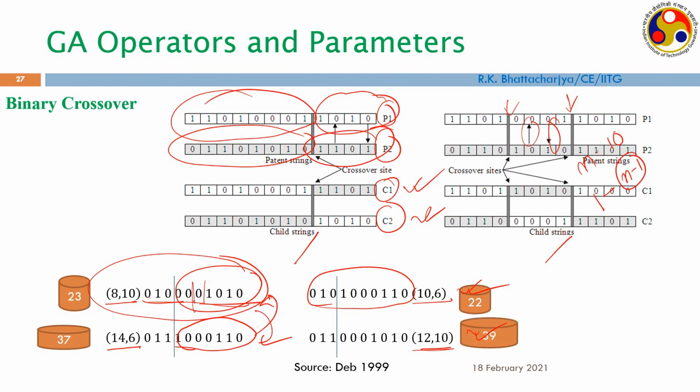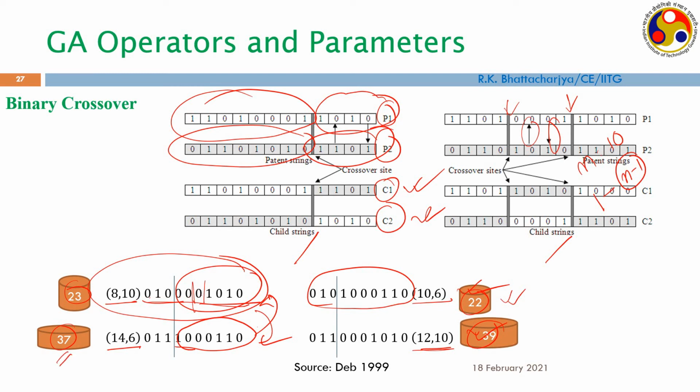Okay, so in this case, the earlier solutions were 23 and 37, and after implementation of the crossover operator I am getting another pair of solutions, one is 22 and one is 39. Now let us look at this operator. What is happening? The earlier solution is 23, now in the new solution you are getting 22, and the earlier solution is 37 and in the new solution you are getting 39.